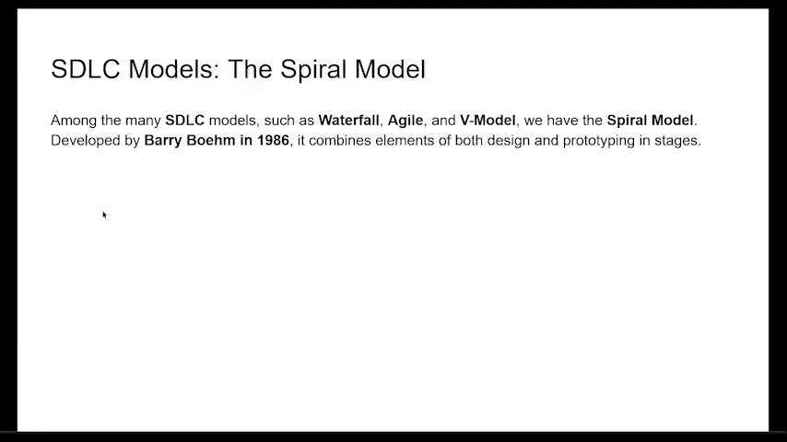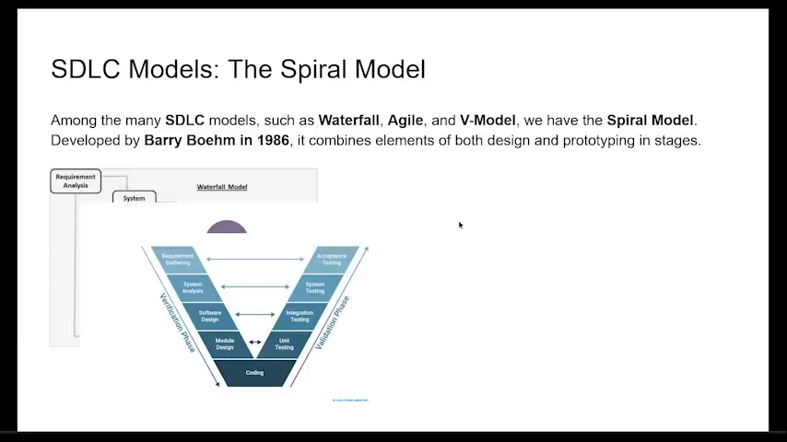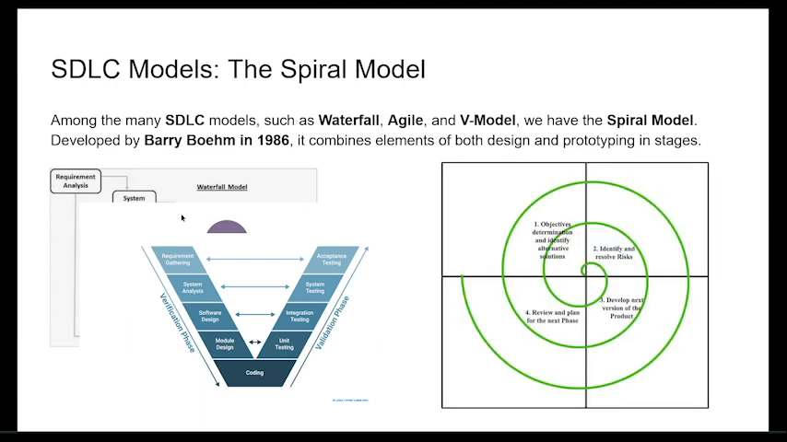There are several models used in SDLC. Among these are Waterfall, Agile, and V model. But today we are going to be focusing on the Spiral model. Developed by Barry Boehm in 1986, the Spiral model combines elements of both design and prototyping in stages. We have here 4 stages, which are objectives determination, second, identifying and resolving risk, third, developing the next version of the product, and our last stage, which is reviewing and planning for the next phase.